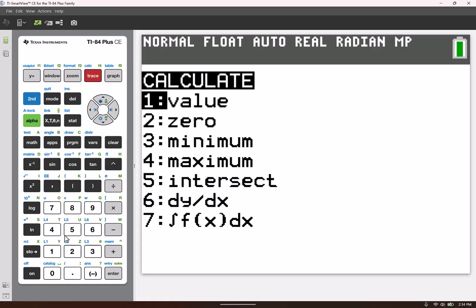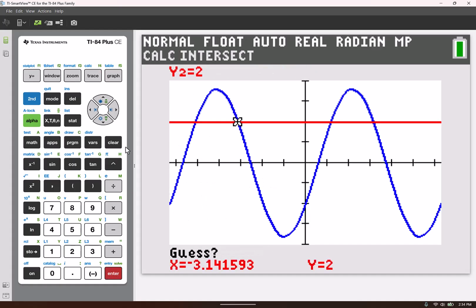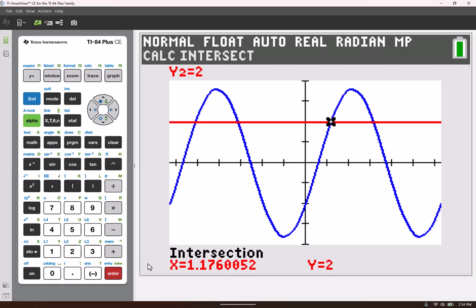I bet you the others will match. Second, calculate number 5, intersect, enter, and let's see, which one's more exciting? The pi one? No, we already know that one. Let's just do this one, the 1 point whatever. 1.17600. There it is. We got it. Cool or not cool, guys?